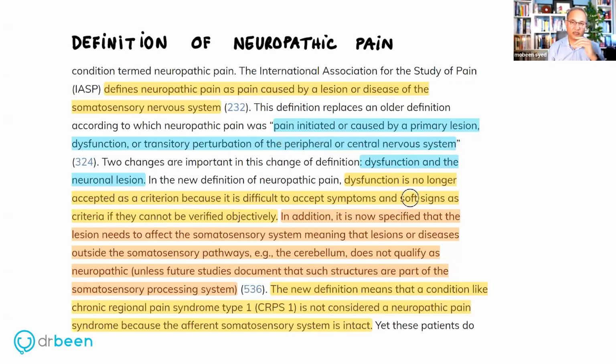This was the previous definition. The latest definition of neuropathic pain is pain caused by a lesion or disease of the somatosensory nervous system. Done. Somatosensory nervous system: soma is our body, sensory system is sensory system. The somatosensory nervous system is the nervous system that is able to control our body voluntarily and that is able to bring somatic sensations back to us. Somatic sensations being pain, temperature, touch, deep touch, pressure, vibration, proprioception, 2-point discrimination.